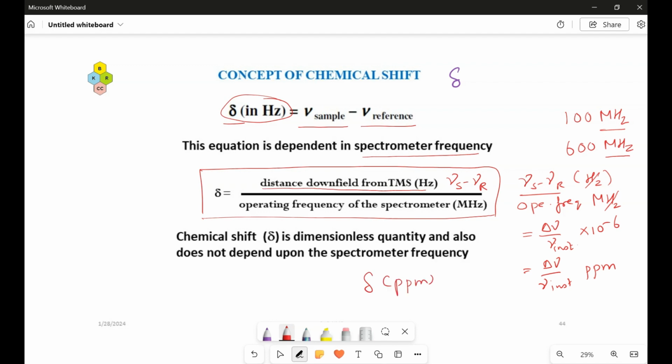Delta is obviously dimensionless, it does not have a dimension, and also it does not depend upon the spectrometer frequency. So the delta value is equal to the difference in the frequency between the sample and the reference. The reference we are using here is TMS, divided by the operating frequency of the instrument in megahertz. Don't forget. So that is your chemical shift. So why the name chemical shift? The shift in the positioning of the proton based on the chemical environment. That is why it's known as chemical shift.